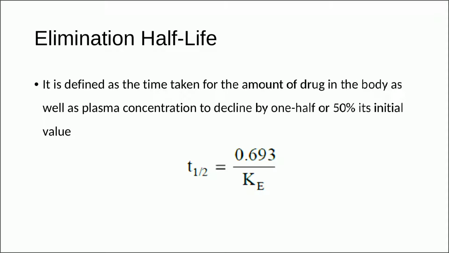Now in case of drugs where we do not know the half-life, we can use this equation to find out the elimination half-life. So the equation is T half is equal to 0.693 divided by the first order rate constant for elimination, that is Ke.